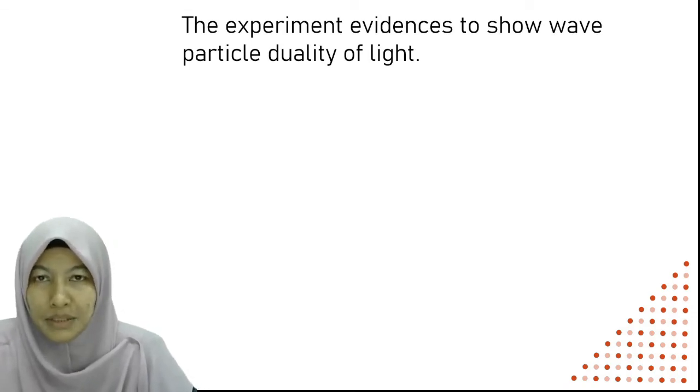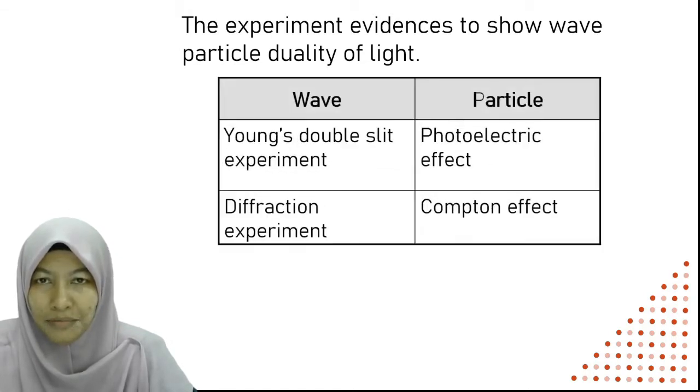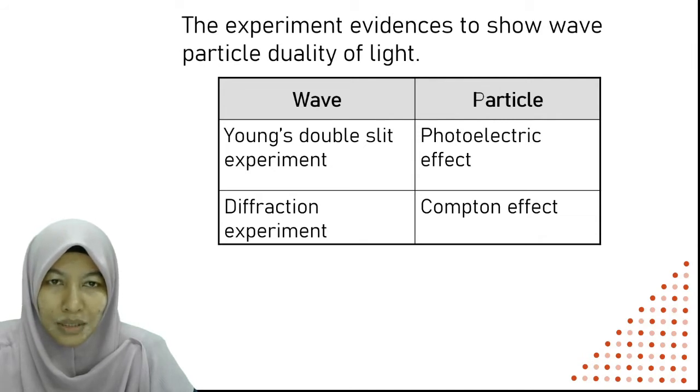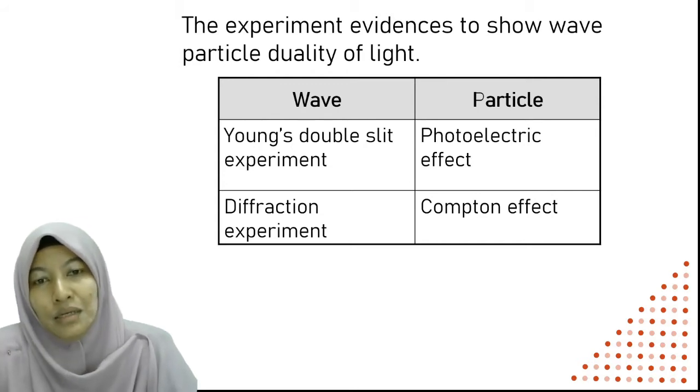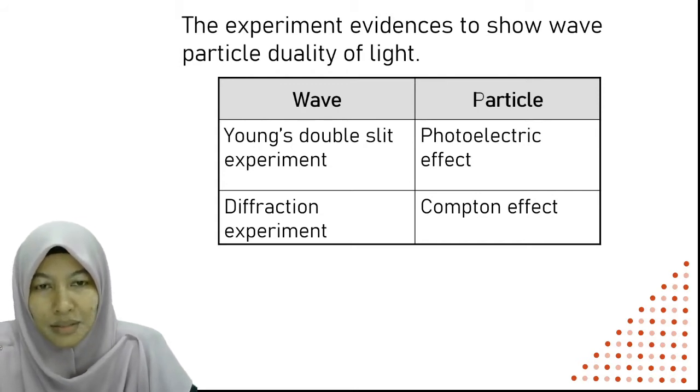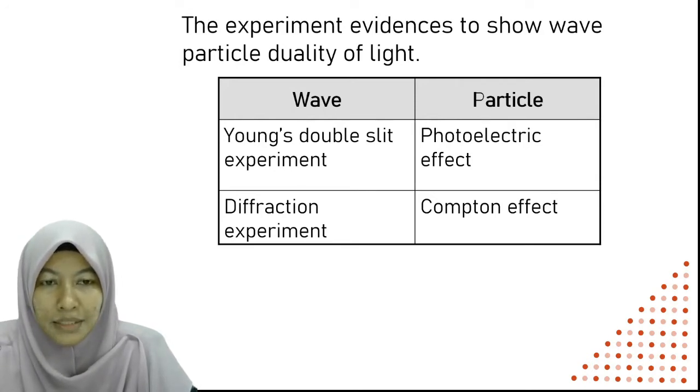This experiment is evidence to show the wave particle duality of light, that light can be a wave, and under certain conditions light becomes a particle. The experiments showing that light exhibits as a wave are the Young double slit experiment and the diffraction experiment, and light exhibiting as a particle can be seen from the photoelectric effect and the Compton effect. Actually the Compton effect is from the scattering of X-rays.